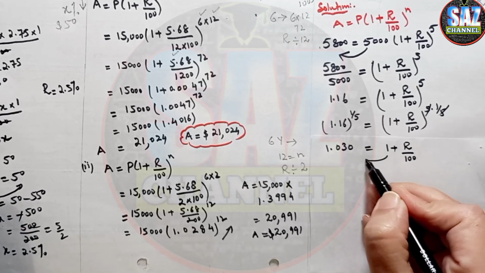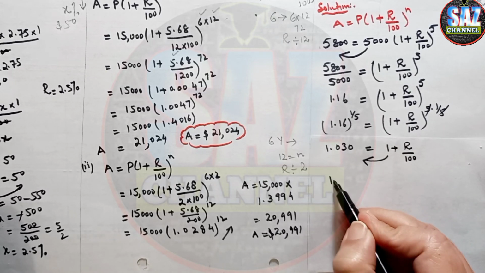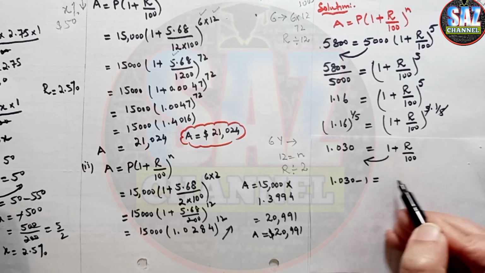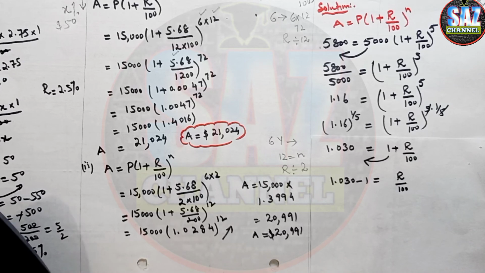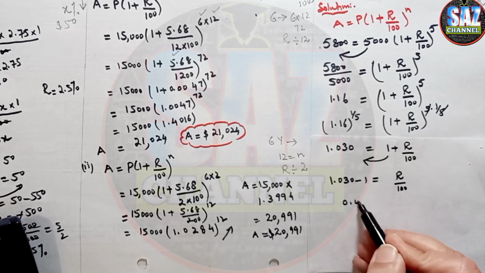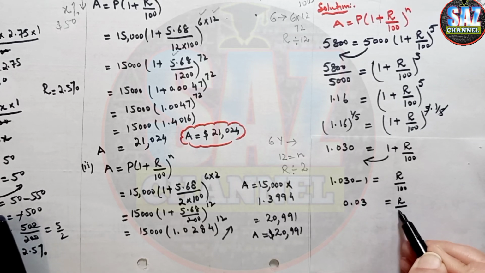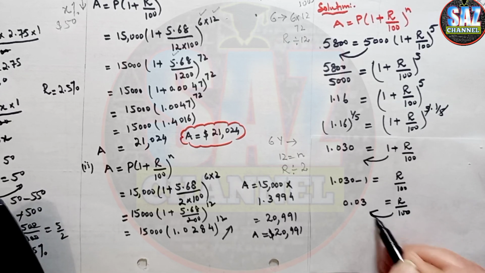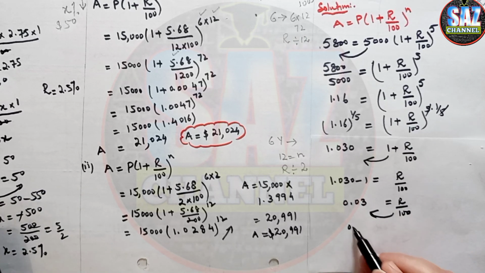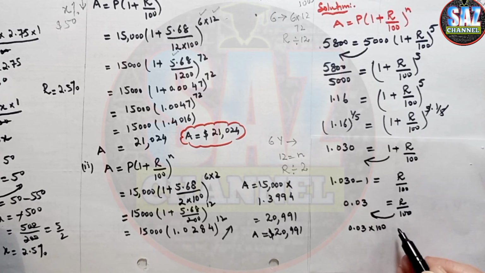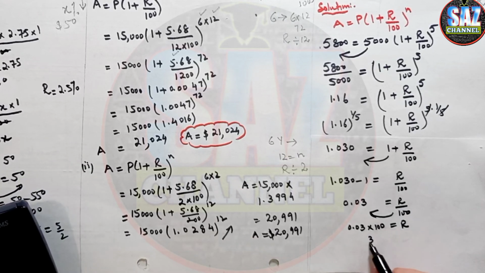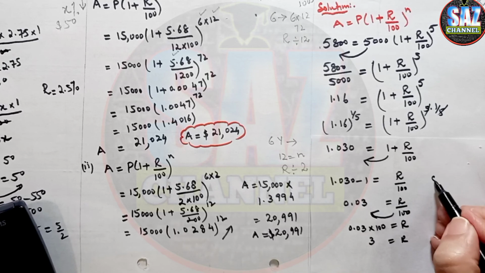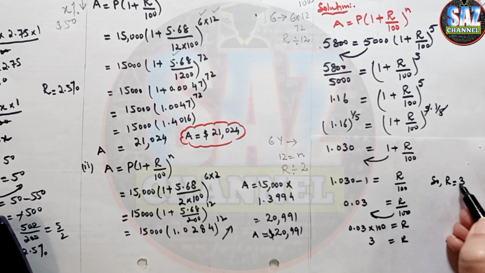Now in order to get the value of r, shift 1 to the other side, and I will be left with 1.030 minus 1 equals r over 100. 1.030 minus 1 is 0.03. So 0.03 equals r by 100. Shift 100 to the other side and the equation will take the form 0.03 multiplied by 100 equals r, and this is 3. So 3 is equal to r. So the rate for this question is 3%.